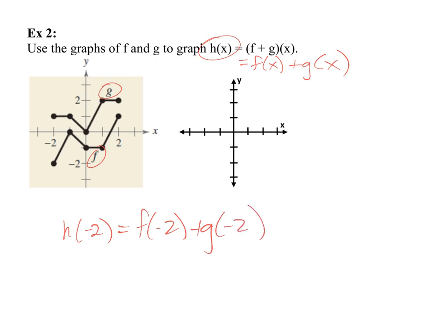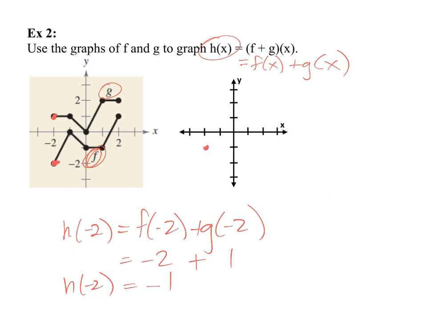Going by the graph of f, when x is negative 2, what's y? Well, y is negative 2 here. So that's what we get in return. This was our input, that's our output. Then for g, let's see where we're at negative 2. Negative 2 for x, what's my y? 1. So this is my input, that's my output. And then I get negative 1. So h of negative 2 is equal to negative 1. So when x is negative 2 for h, y is negative 1.